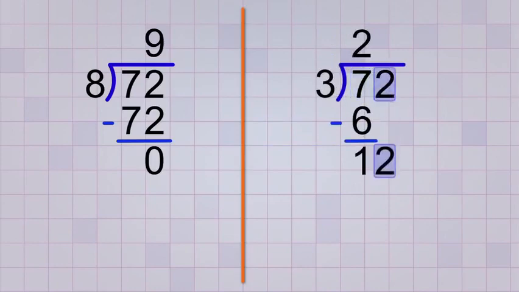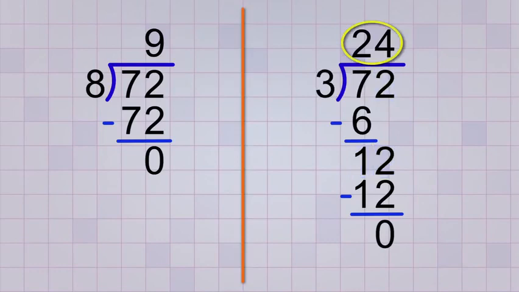We bring down a copy of the next digit, the 2, and we combine it with the 1 to get a new remainder of 12. Then we ask, how many 3s does it take to make 12? And the answer to that is exactly 4. So we write a 4 in the answer line, and 3 times 4 equals 12. 12 minus 12 equals 0, so we have no remainder. We're done. 72 divided by 3 is 24.